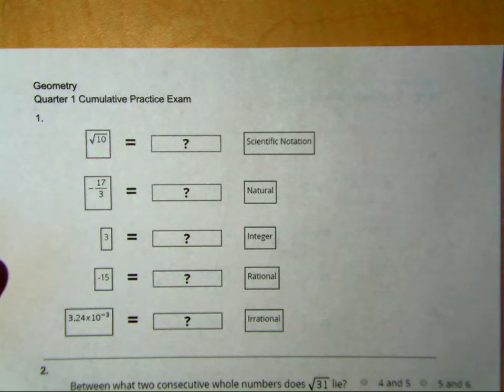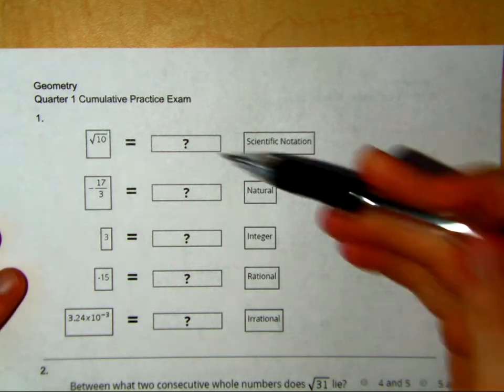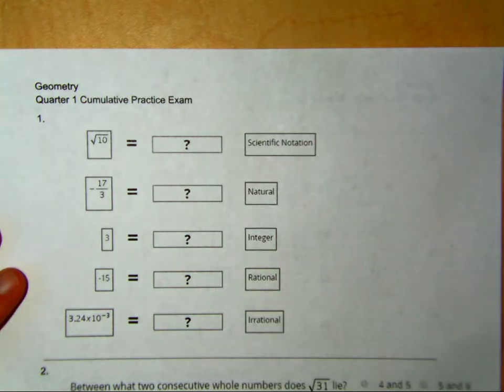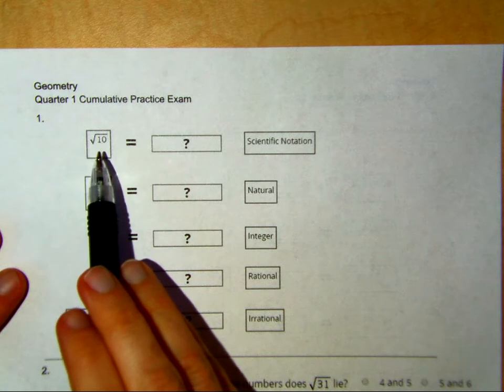This video is to review the questions on the Q1 Cumulative Practice Exam. Number 1 is asking us to categorize these numbers in the most precise way that we can. So let's go ahead and start with the square root of 10.